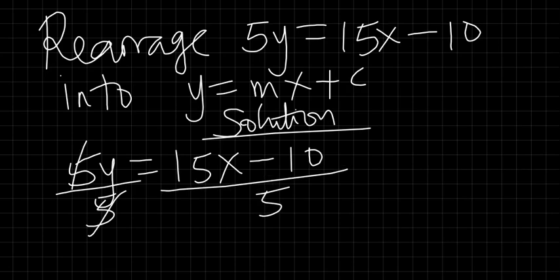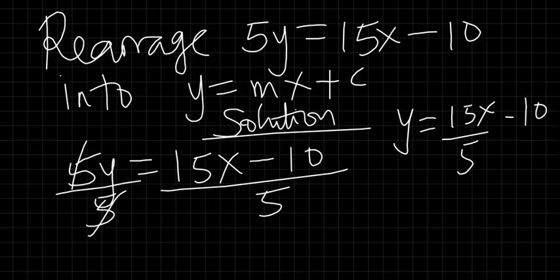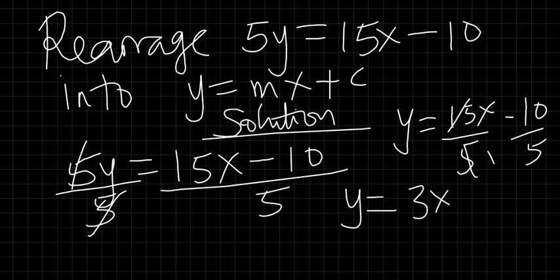So our y will now be equal to 15x over 5 minus 10 over 5. So what we are going to do, y = 5 here, 1, 5 in 15 is 3. So this will be 3x. 5 here, 1, 5 in 10, in minus 10, is minus 2. So this is the answer. Stop wasting time.